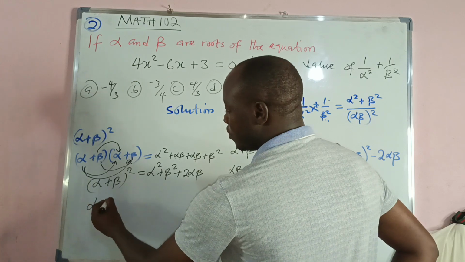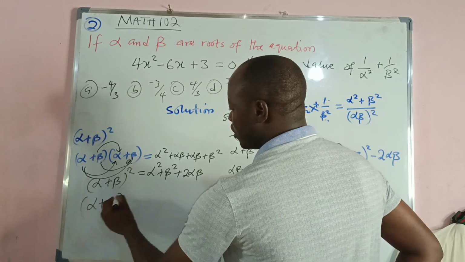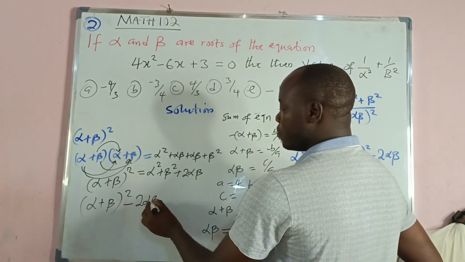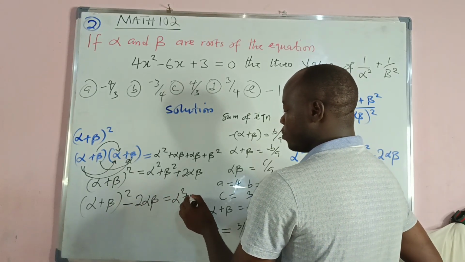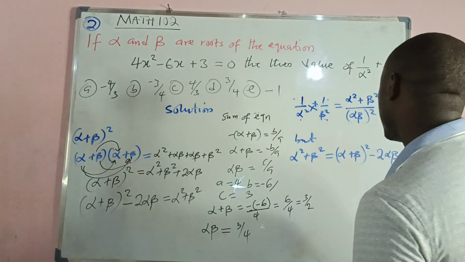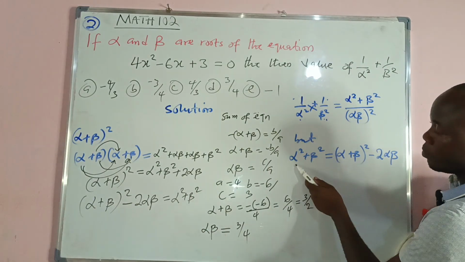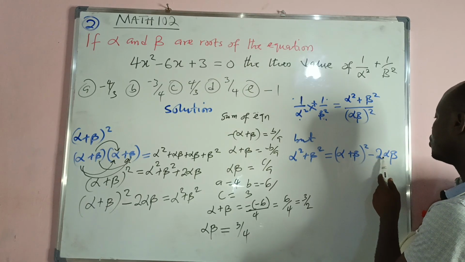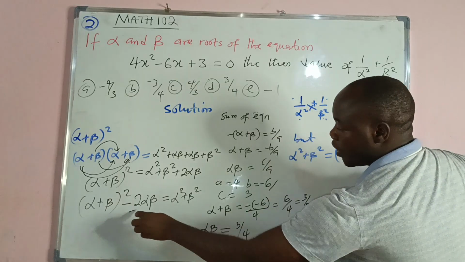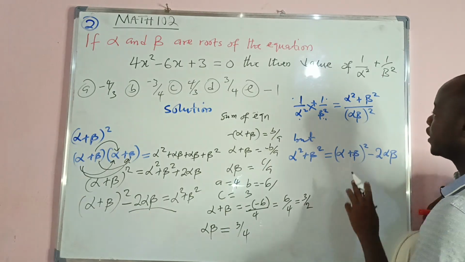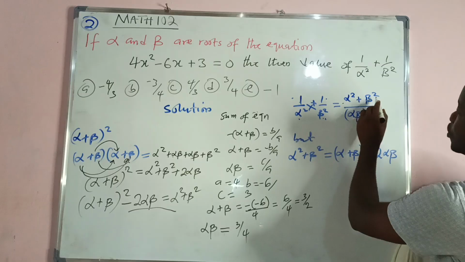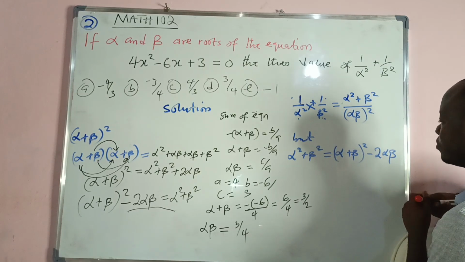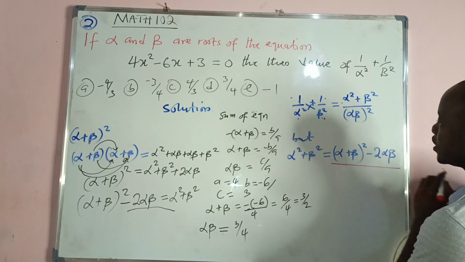So therefore you can now say (α + β)². We can now take this to this side, so we now have minus 2αβ, and it is equal to α² + β². So this is how we arrive at α² + β² equals (α + β)² minus 2αβ. That is how we arrive at this. So then the next thing is that α² + β² is the same thing, so we substitute it with this.